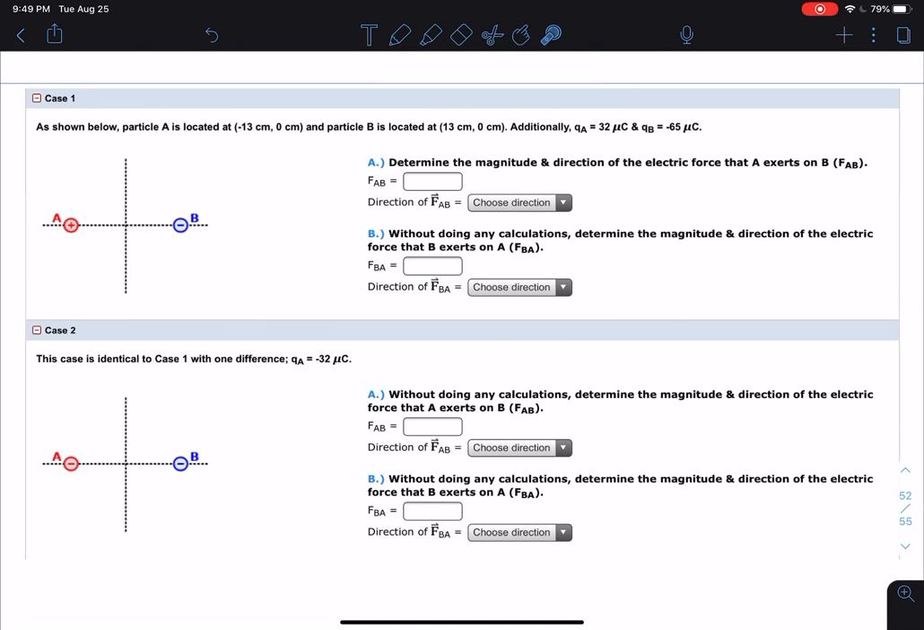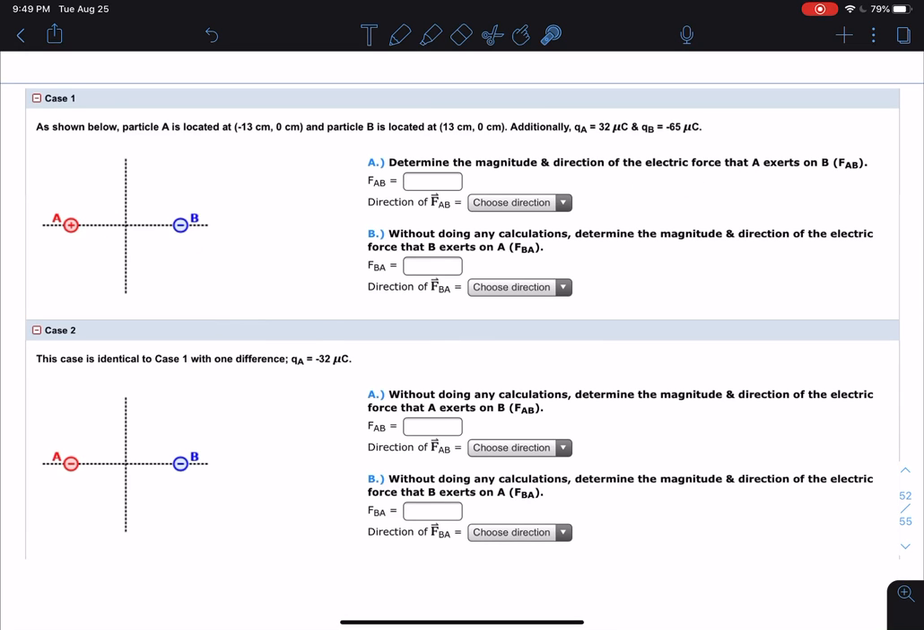So this is the electric force lab, and I want to talk about it just a little bit to make sure everything's clear with regards to what you have to do. In case one, you've got two charges, two particles, A and B, and you need to find the magnitude and direction of the electric force that A exerts on B.